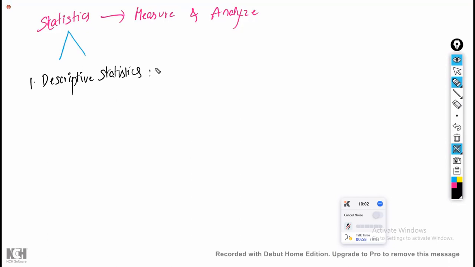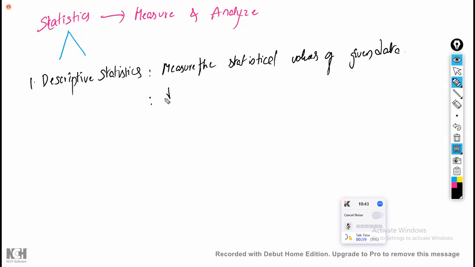Analyzing the given data means measuring the statistical values of the given data. That is called descriptive statistics. Statistical values means different statistical values we have, and those things we are going to discuss now. Measuring the different statistical values of the given data is called descriptive statistics. Simply to say, describe the data.